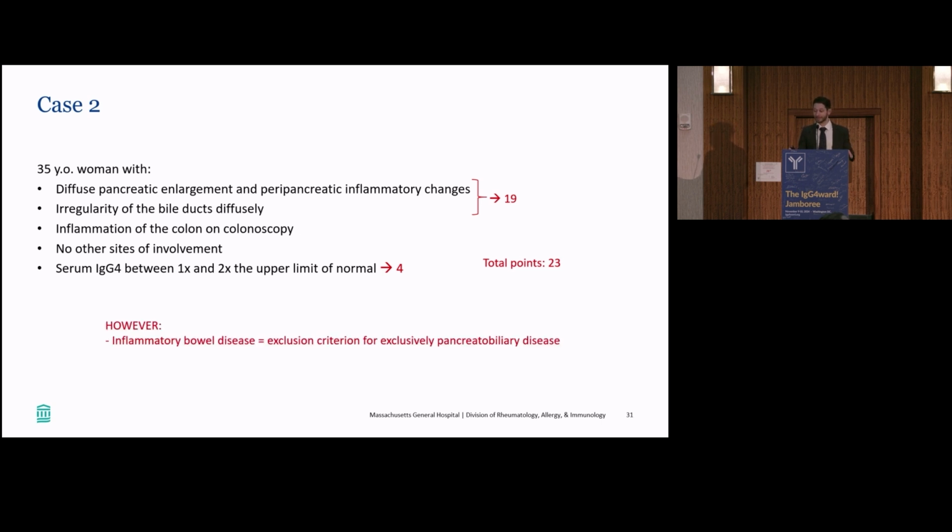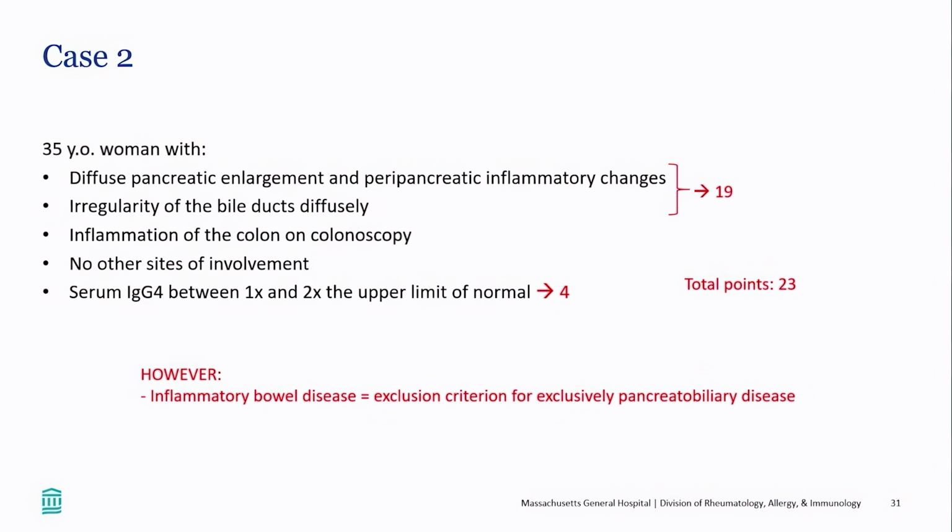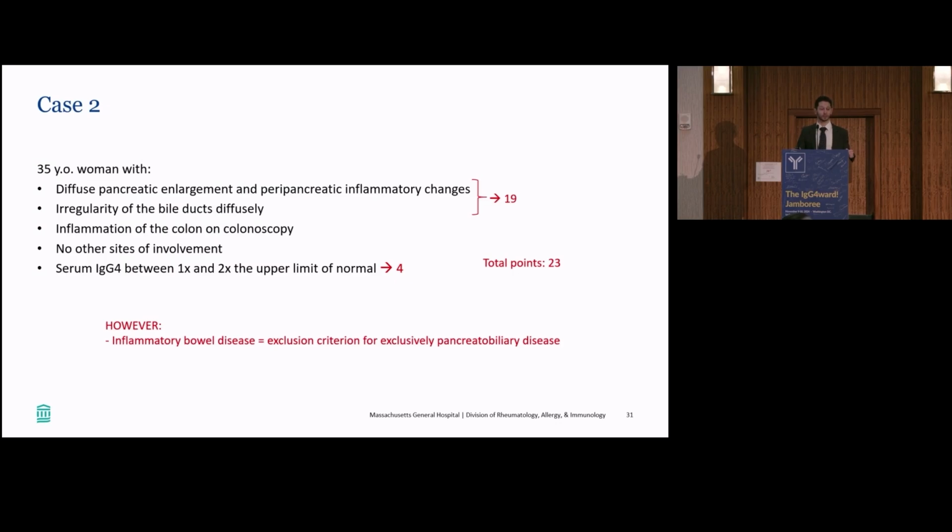But there's a very important exclusion criterion, which is that inflammatory bowel disease is an exclusion criterion for patients who have exclusively pancreatobiliary disease. So this patient wouldn't even get to go through the process of getting the points in the classification criteria because the likelihood of IgG4-related disease goes down significantly, since inflammatory bowel disease is also associated with autoimmune pancreatitis and the irregularity of those bile ducts and something called primary sclerosing cholangitis.